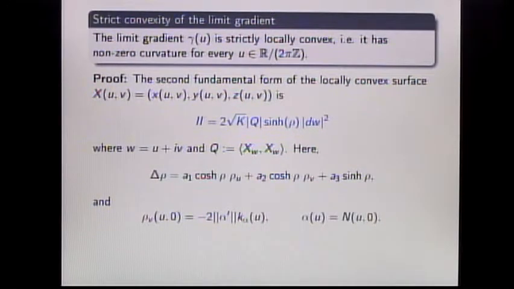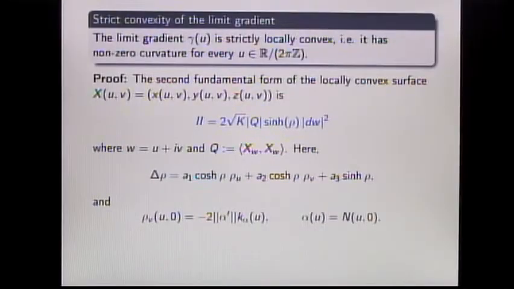Here, alpha, this function alpha, is the limit normal of the graph. At the singularity, you don't have a well-defined unit normal vector of the graph, but the normal will describe a certain curve on the sphere. Okay, this is alpha. And you can relate the norm of the gradient of alpha and the geodesic curvature on the sphere of this normal with this transversal derivative of rho.